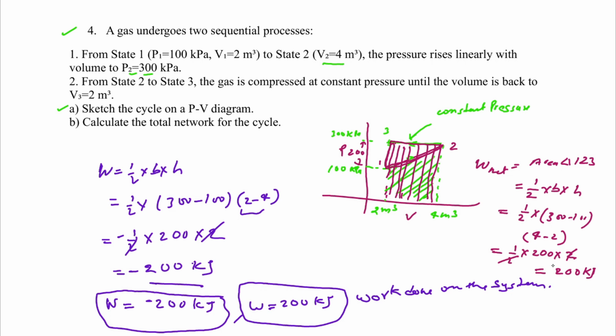But this is negative work because this is compression, so this is work done on the system. So this will be the negative work. So W equals 200 kilojoule, work done on the system, right?